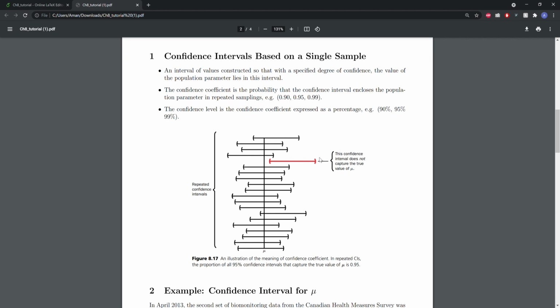red. And it also shows that not only is it possible for the value of mu to not be captured in an interval, it's also possible that the value of mu is going to be towards the edge of the interval as opposed to always being in the center. So in repeated confidence intervals, the proportion of all 95% confidence intervals that capture the true value of mu is 0.95.